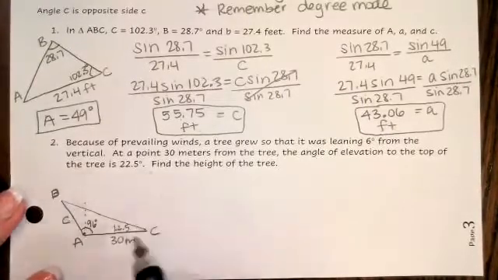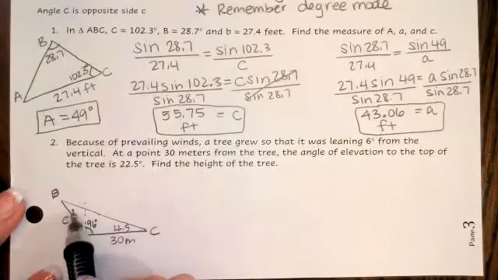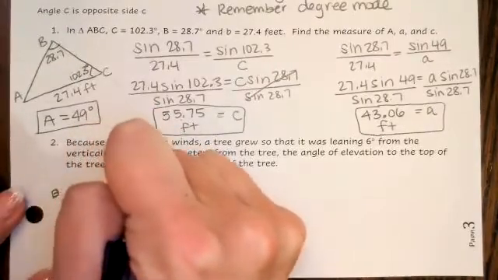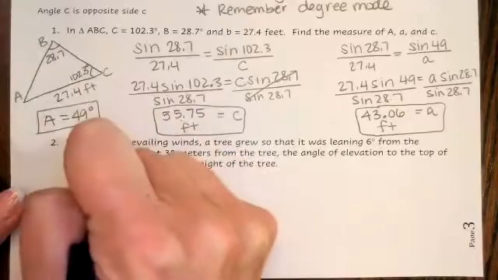I have these two angles. To find the third angle is the easiest one. Remember, that's 180 minus these two. So my angle B would be 61.5 degrees.